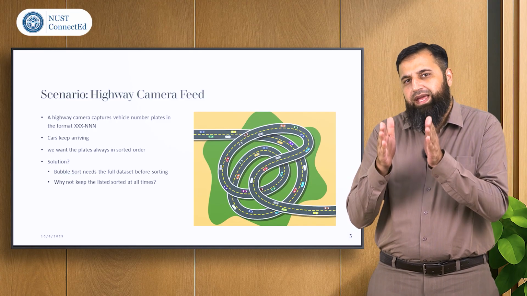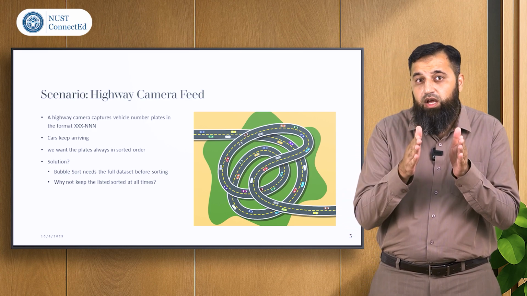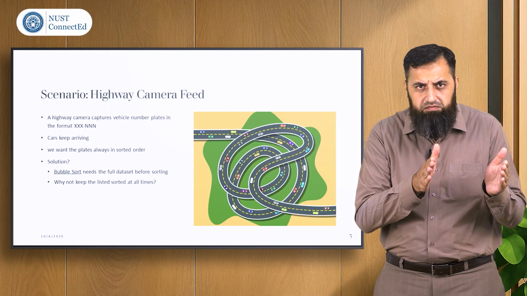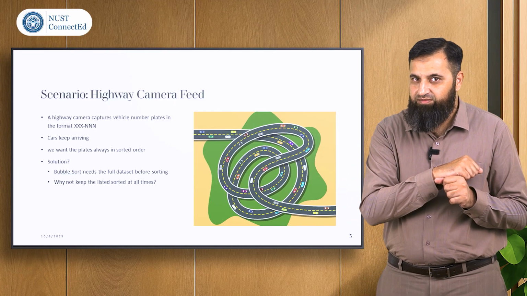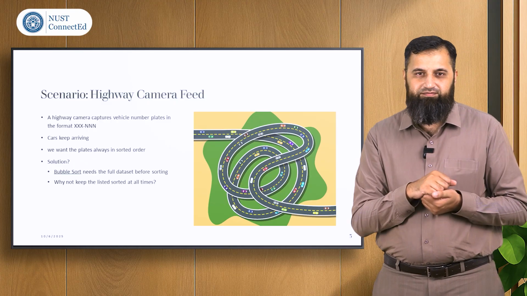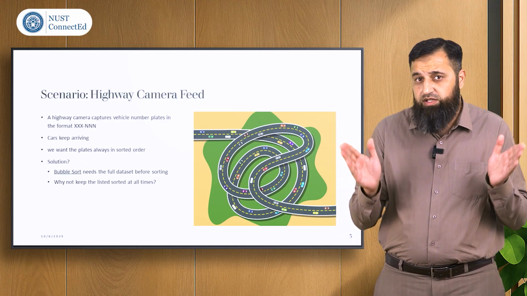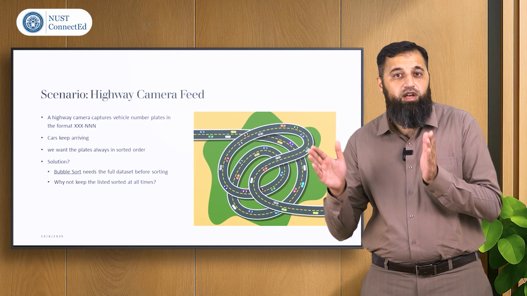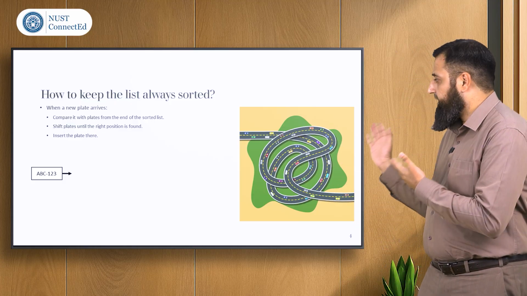When a new plate arrives, compare it with plates from the end of the sorted list. Keep shifting plates to the right until we find the right position. Insert the new plate there. This way, at any given time, our list remains sorted without having to rerun a full sort from scratch. Now let's walk through an example.